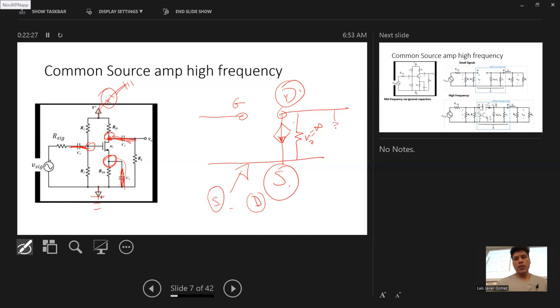Okay, so it's connected to RD, and then what other resistor is it connected to? RL, okay. And then what are RD and RL connected to? So you see RD is connected to the drain, and then it's connected to? Yeah, so it's connected to ground. So we're gonna connect it to ground, which is the source. And then we're gonna connect this to ground.